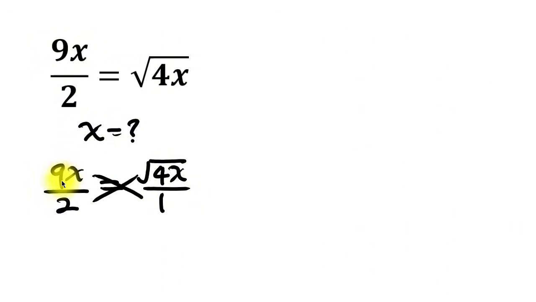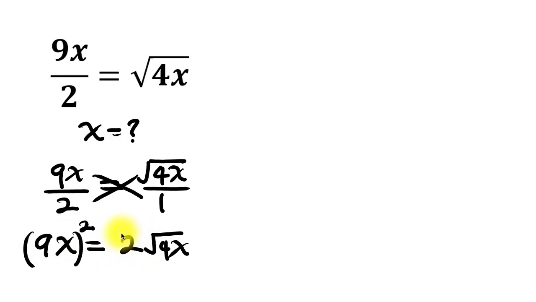So we have 9x times 1, that is 9x. This is equal to 2 times the square root of 4x. Very good. Now let's get rid of this square root. In order to do that, we have to take the square of both sides. But remember, whenever you take the square of both sides, be sure to check your answer. So take the square of the left, also take the square of the right.